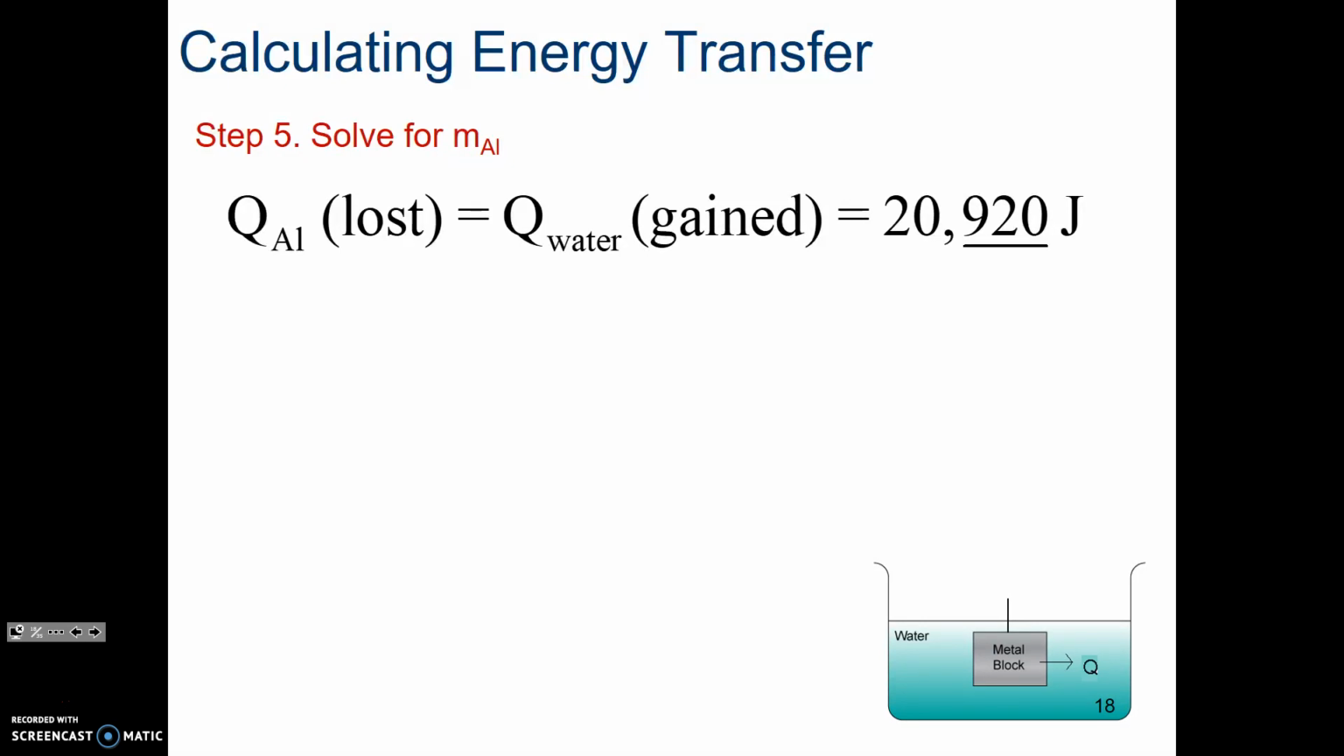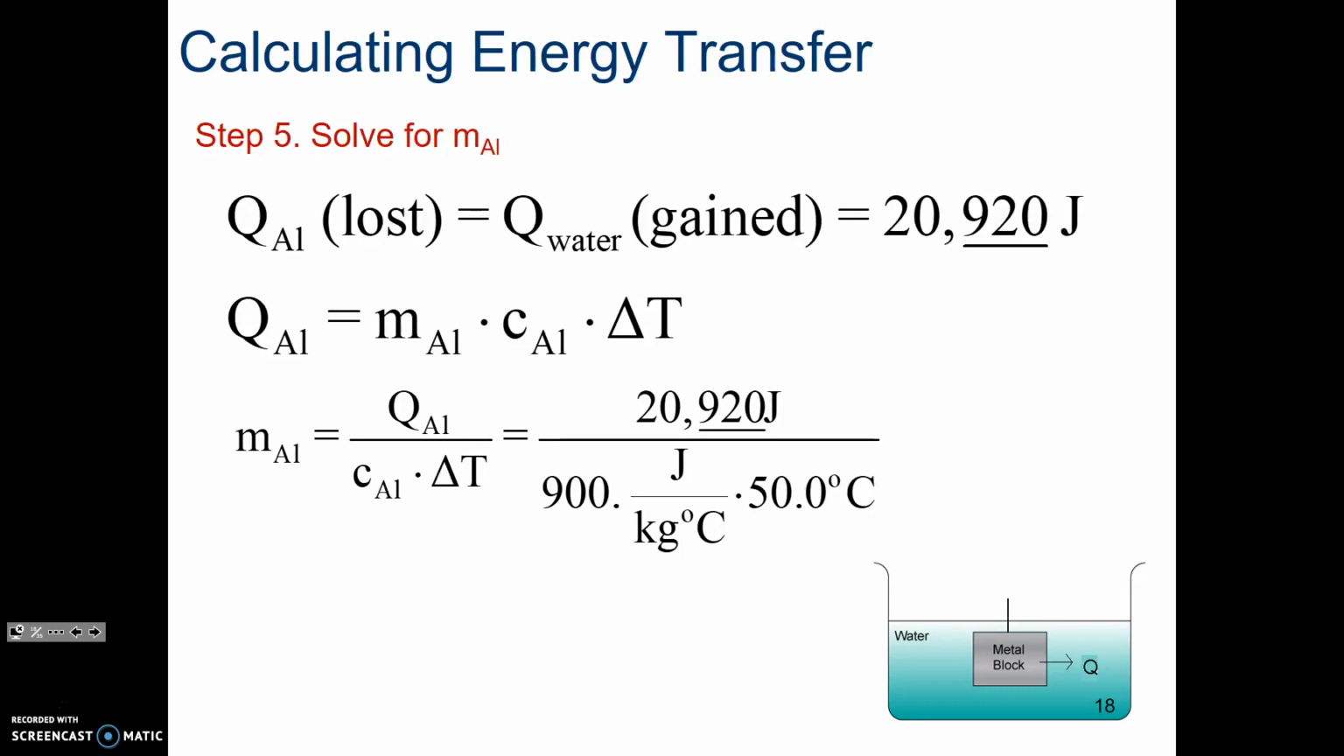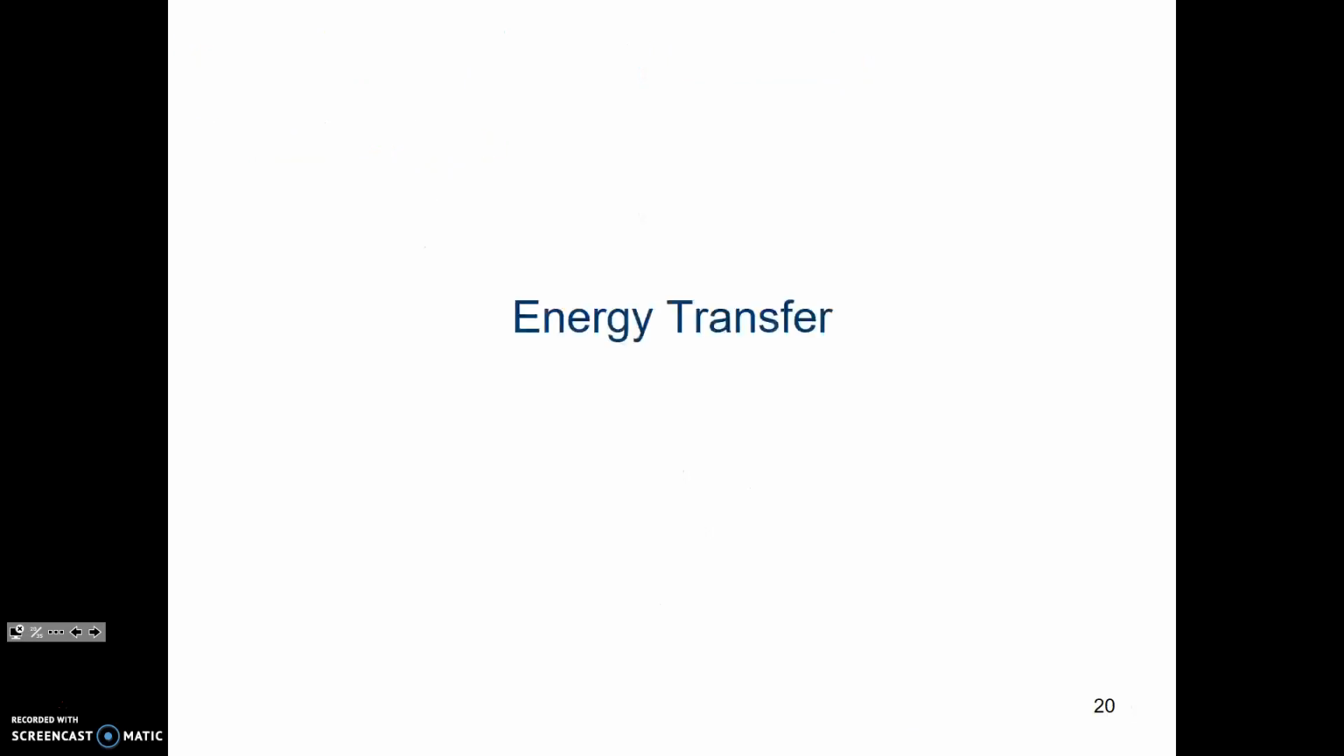Now we know that the aluminum is losing the same amount of heat as the water gained. So that same 2,100 joules is actually going to flow into the water. So the water is going to gain that same amount. So we can look at the aluminum. Its Q is going to be the same, so we can put 2,100 joules here. We know c, the specific heat, is 900, and we know the temperature difference was 50. So we plug those in, rearrange the equation, and solve for mass, and we get a grand total of 0.46 kilograms. And that is the end.